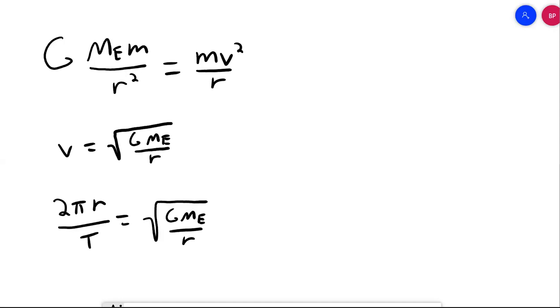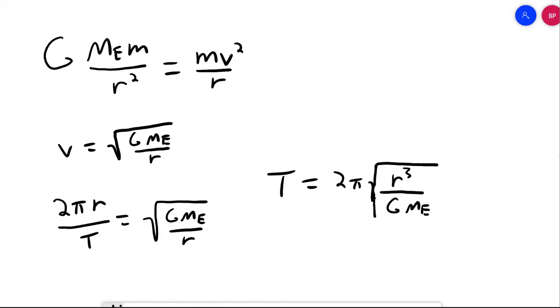So if we solve for the period, then we'll see that it's equal to 2 pi times the square root of that distance cubed divided by g times the mass of the Earth. This is all under the square root. Okay, so this formula is on the formula sheet, and you could just use it directly.